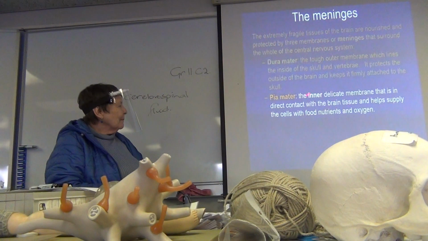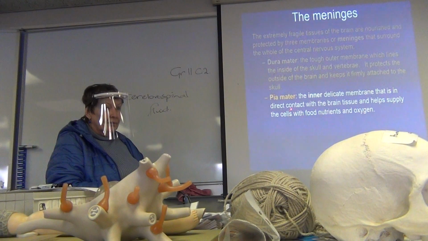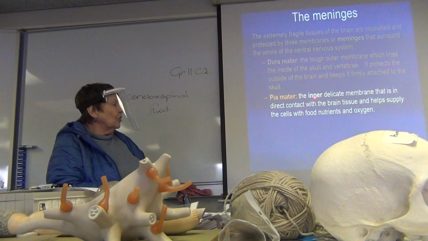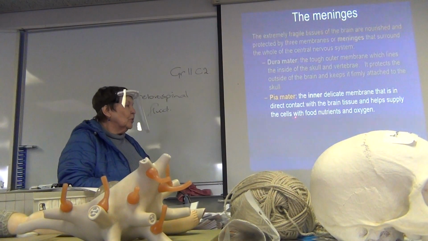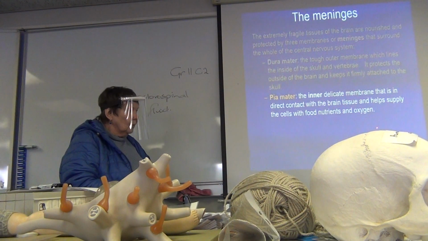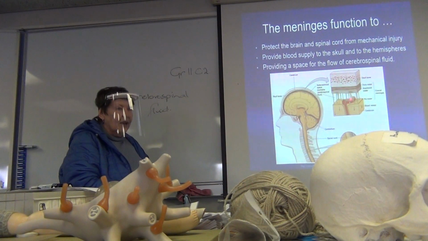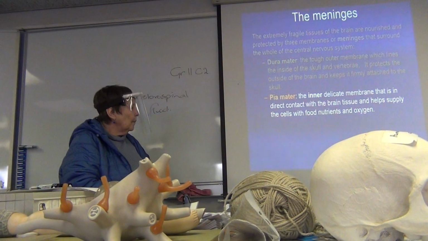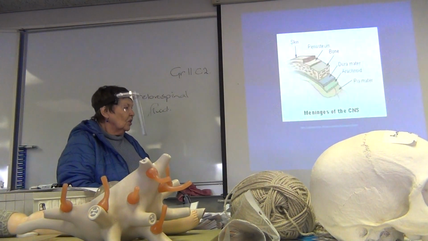I've now jumped from the outer to the inner. The Pia Mater is the inner one that is in direct contact with the brain tissue, and it helps to supply the cells of the brain with food, nutrients, and oxygen. That's because the Pia Mater has blood vessels lying on top of it. And then the arachnoid lies between the dura and the Pia Mater and contains many blood vessels running through it and provides the brain and spinal cord with nutrients and oxygen.